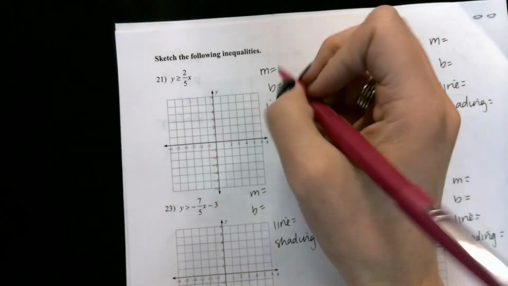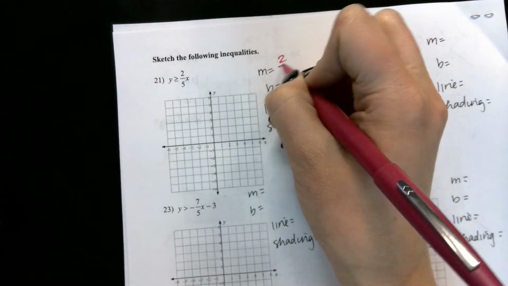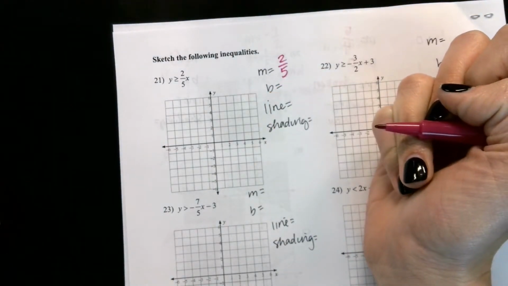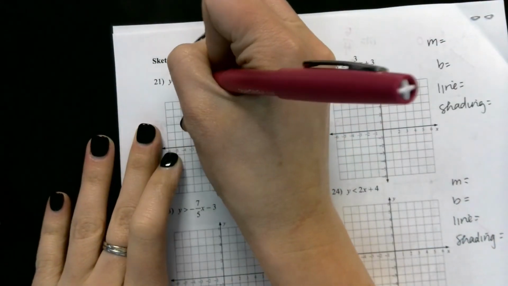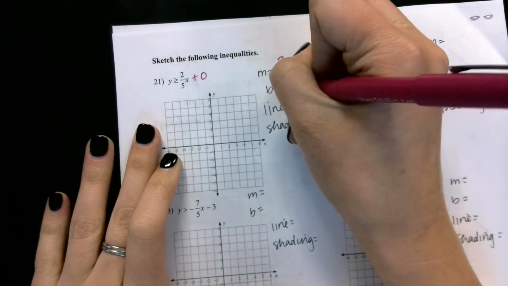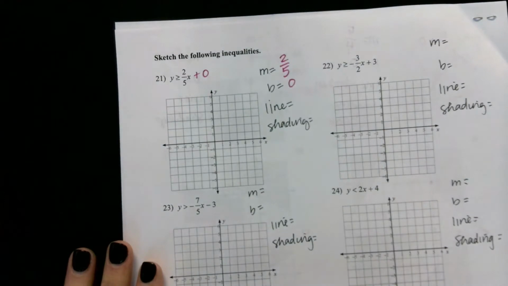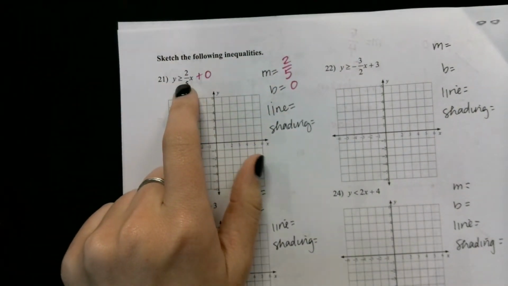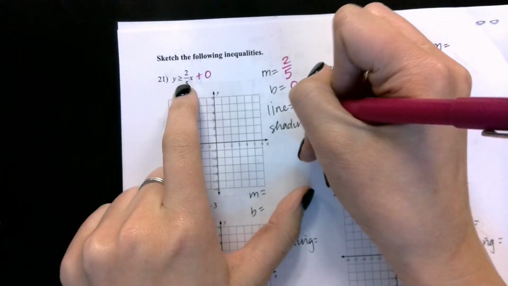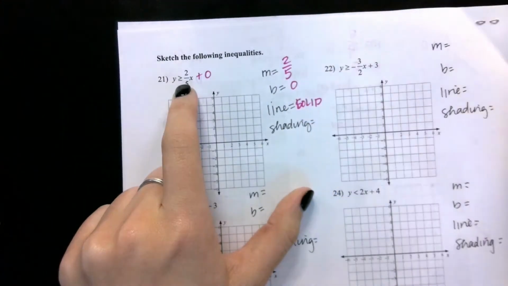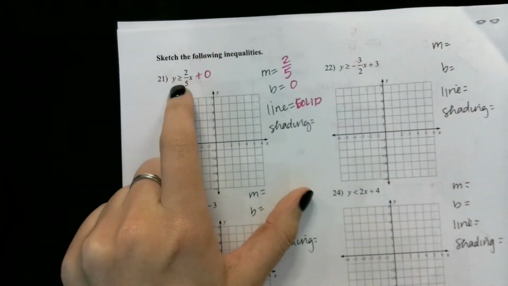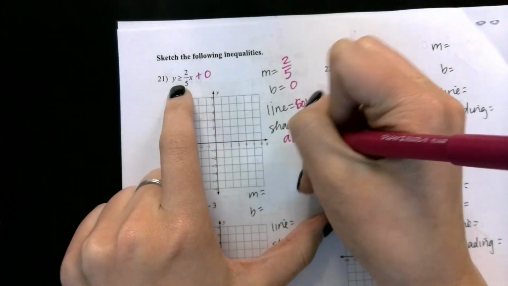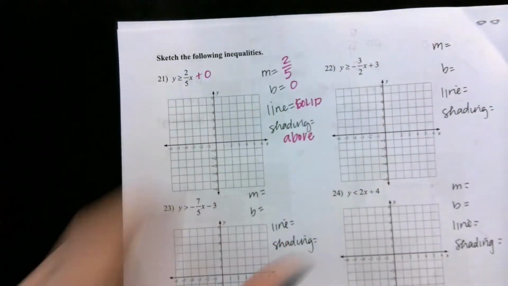So our M is our slope. That's the number or the coefficient in front of the X. So that's going to be 2/5. And if we don't see a y-intercept, what did you say? It's 0. Our line, because of the equal to sign, is going to be solid. And this inequality sign is greater than. So that means the shading needs to be above.